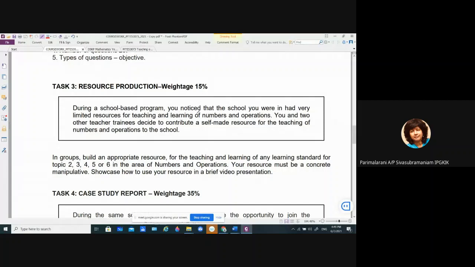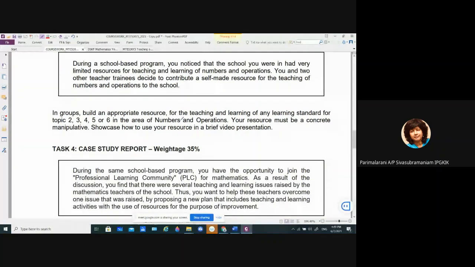During a school-based program, you notice that the school you were in had very limited resources for teaching and learning of numbers and operations. You and two other teacher trainees, because you're working in groups, you decide to contribute a self-made resource for the teaching of numbers and operations to the school. So therefore, based on that scenario, in groups, build an appropriate resource for the teaching and learning of any learning standard for topics 2, 3, 4, 5, and 6, which are teaching of whole numbers, fractions, decimals, ratio, proportion, percent, and money. So you can choose any of these topics.